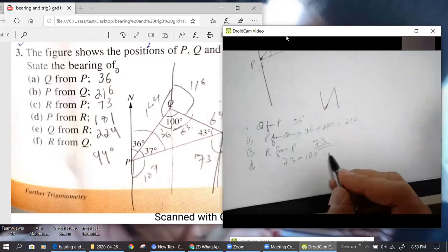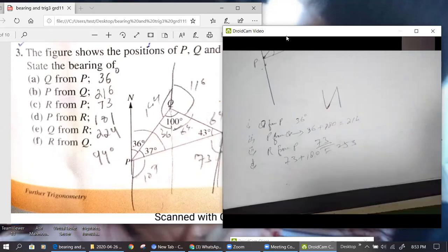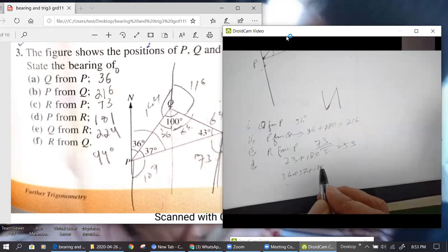What I did? P from R, P from R. Yes, you are right. 36 plus 37 plus 180. You did 37 plus 180. I think in the book somebody did it wrong. Okay, anyway, so Q from R.